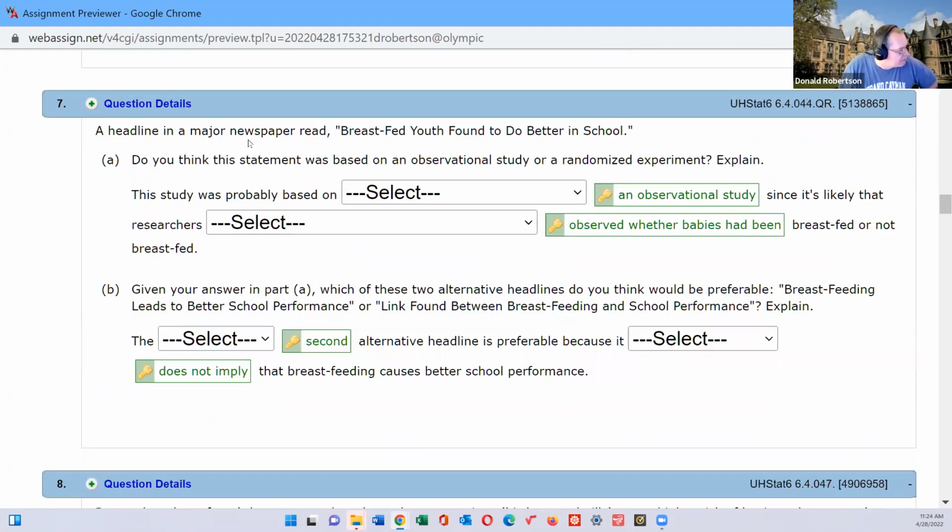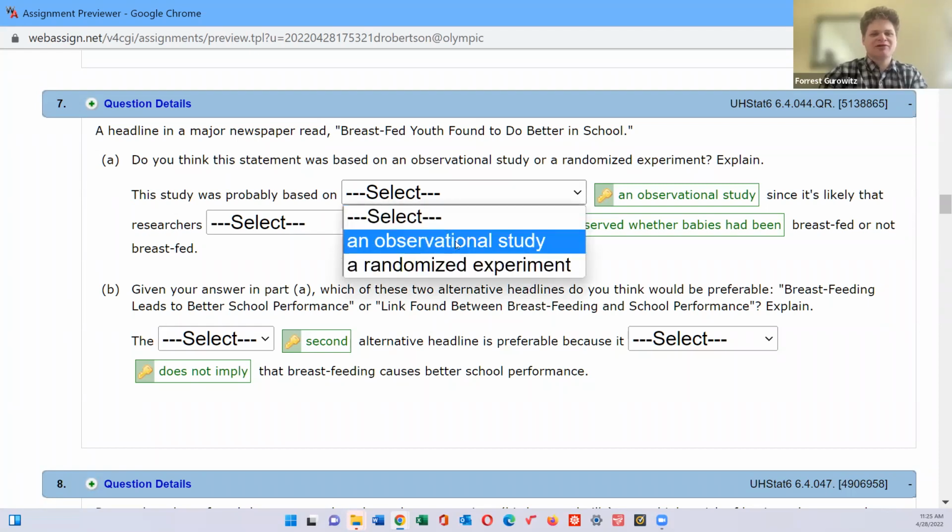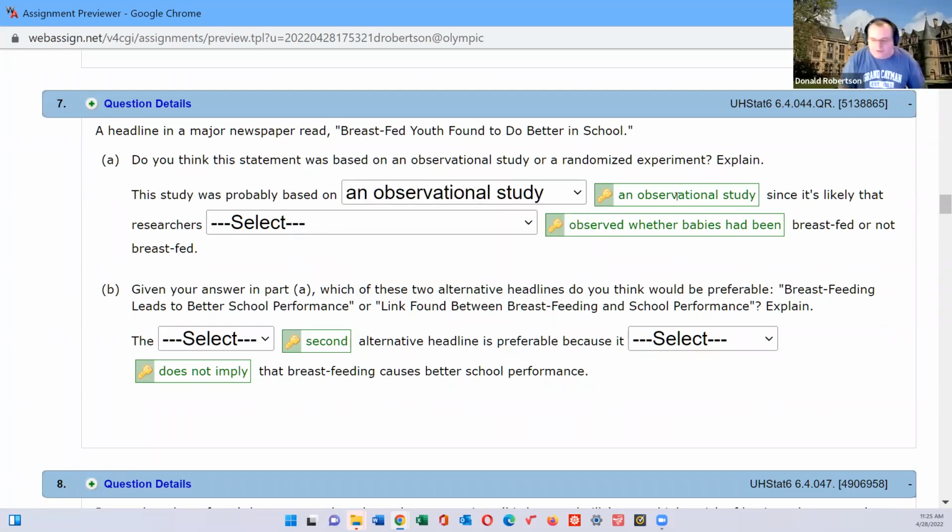A headline in a major newspaper read, "Breastfed youth found to do better in school." Interesting. Now, do you think this statement is based on observation or an experiment? What's the most likely? Observation. I would think so. Oh God, it's there in front of you. I forgot the answers there. It's an observational study, yes.